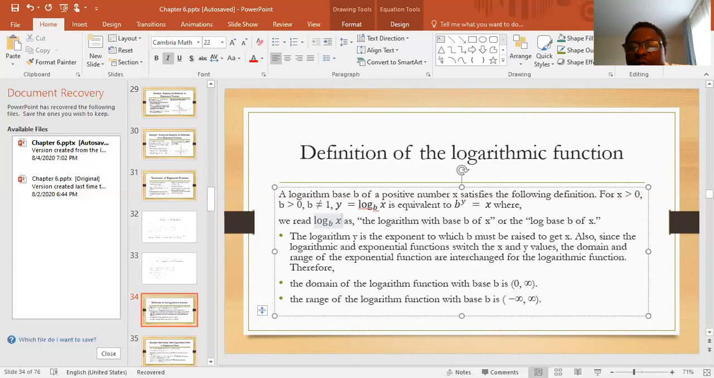The domain of a logarithm function is all positive real numbers, that is all numbers that are greater than 0. And the range is every real number. Remember, for exponential function, the domain was every real number and the range was positive numbers. The inverse of the exponential function is called the logarithmic function, and the domain is the range of the exponential function, and the range is the domain of the exponential function.